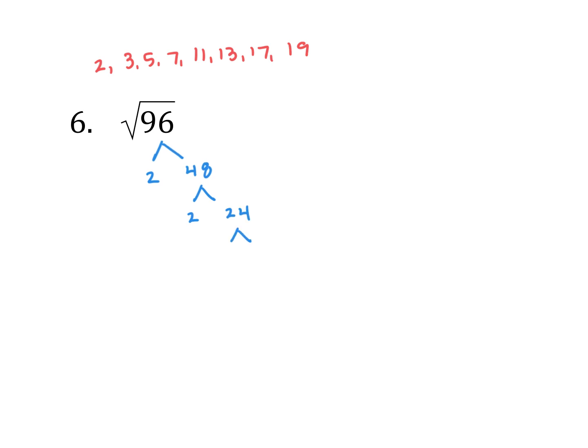24 is also even because of that 4, so I'm going to do 2 and 12. 12 is even because of the 2 in the 12, so I'm going to say 2 and 6. 6 is even, so I'm going to say 2 and 3. And 3 is a prime number, so I can stop. So I know now with those, I'm going to find my pairs. So I have a pair of 2's right here and a pair of 2's right here. But then these 2 are not a pair, so I can't circle them, so I'm just going to underline them. That's what's going to go under my radical symbol or my square root symbol.